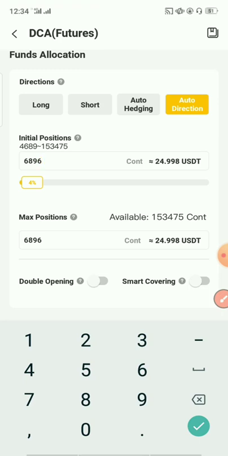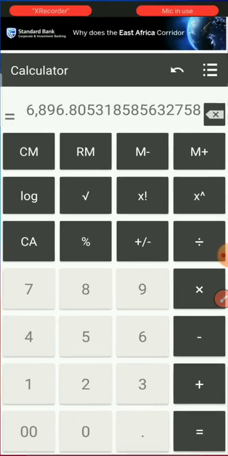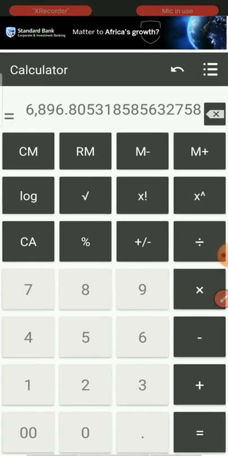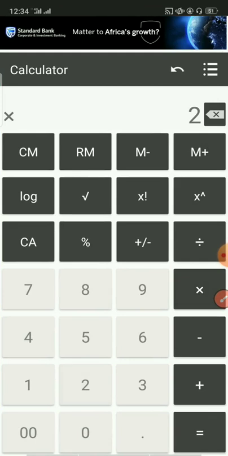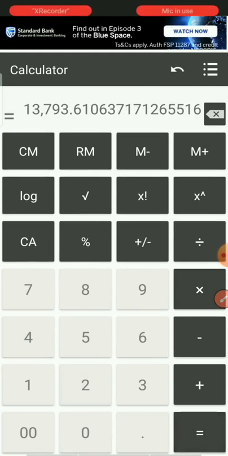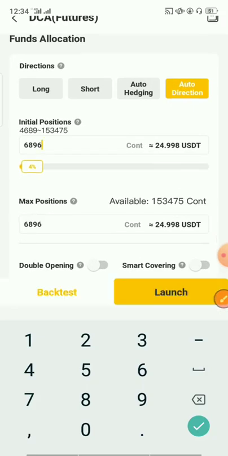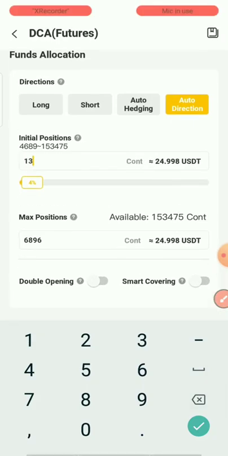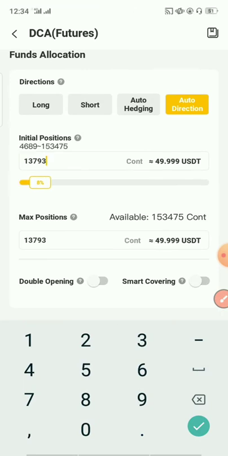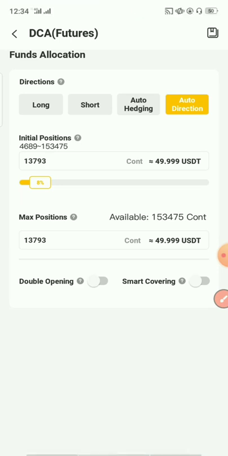So we now multiply it by 2. So we have this number multiplied by 2, and we have 13,793. So I'm going to change this place now to 13,793. Let us see. You can see we have 49.9999, which is approximately 50.